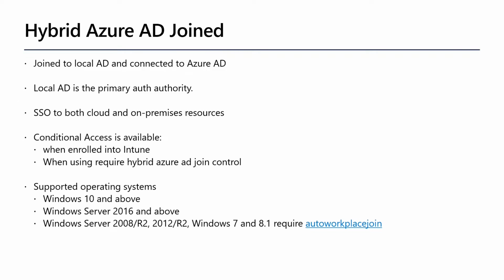Supported operating systems for Hybrid Azure AD Join are Windows 10 and above, Windows Server 2016 and above. And for down-level devices, Windows Server 2008 R2, Windows Server 2012 R2, Windows 7, and Windows 8.1. But for down-level devices, we require to have Auto Workplace Join package installed.